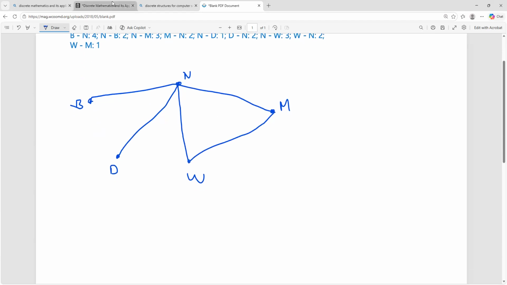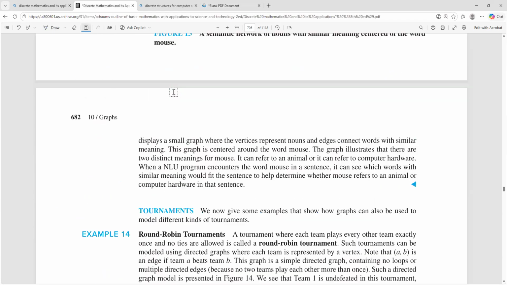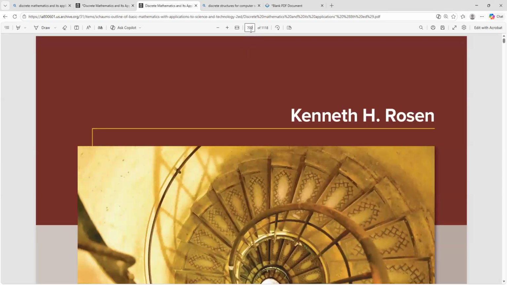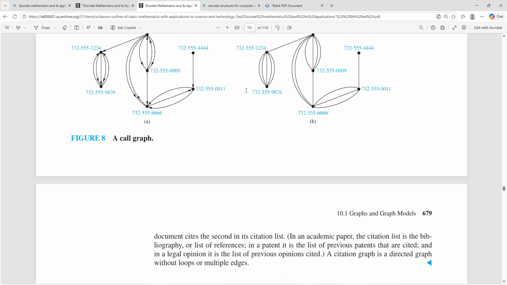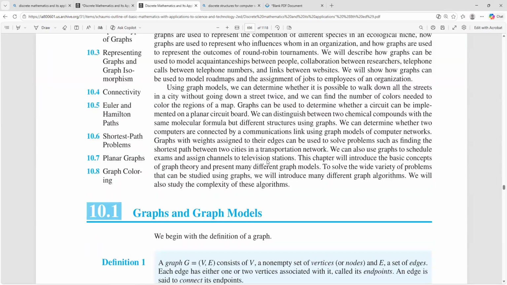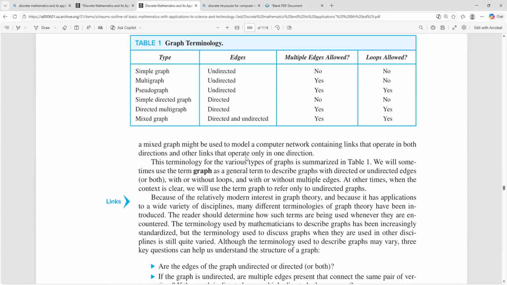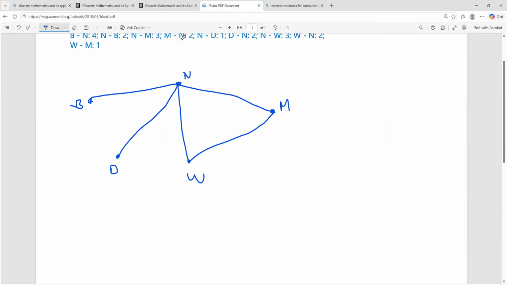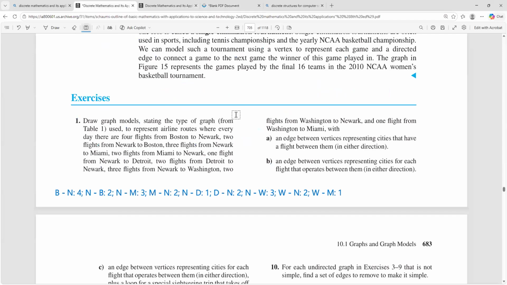Okay. So this is an example of a simple graph, right? So undirected edges, multiple edges are not allowed, and no loops. So right here is an example of a simple graph. Okay, so a few more.